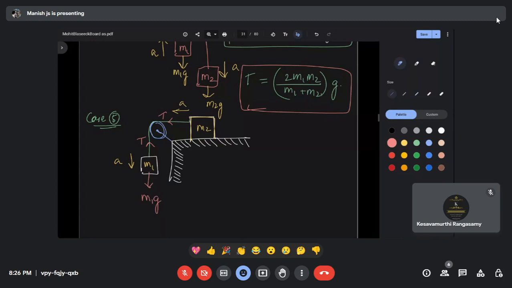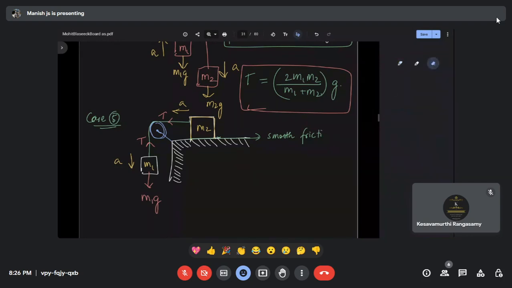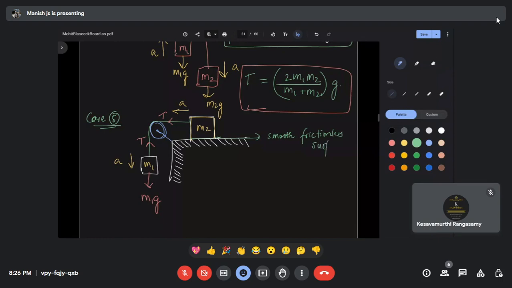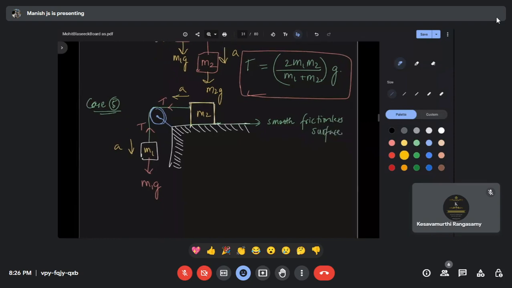Now the surface is also quite horizontal and smooth. Okay, so we imagine the surface is a frictionless surface on which the block M2 is kept. So this is a smooth, frictionless surface. And again M2 also is going to have a vertical downward weight, which is M2 into G.